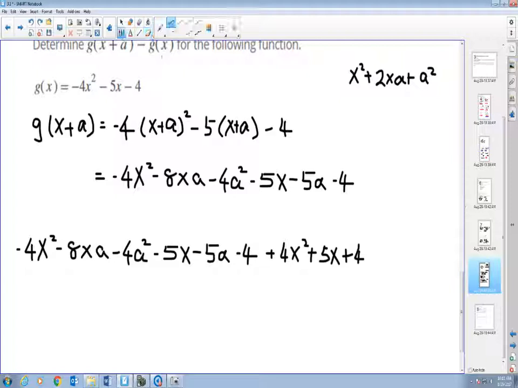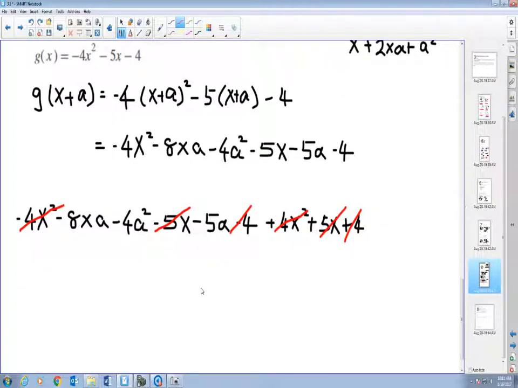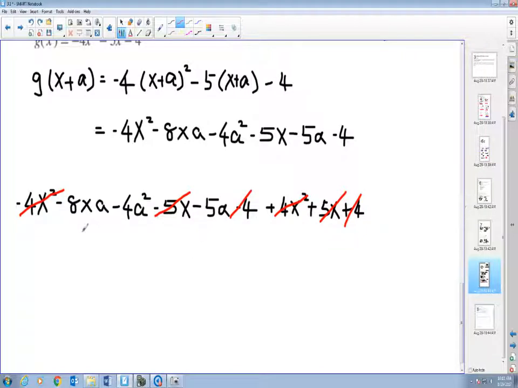Now let's see what can happen. Combine like terms. Negative 4x squared plus 4x squared cancels out. Minus 5x plus 5x cancels out. Negative 4, positive 4 cancels out. So all I got now is my negative 4a squared, okay, minus 8xa minus 5a.